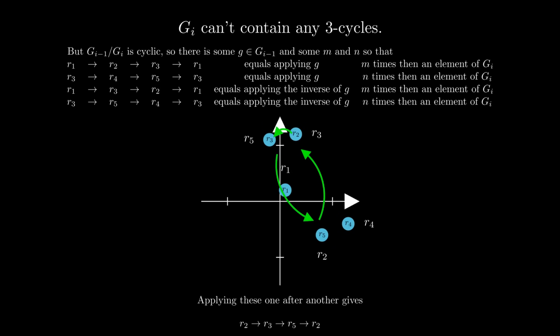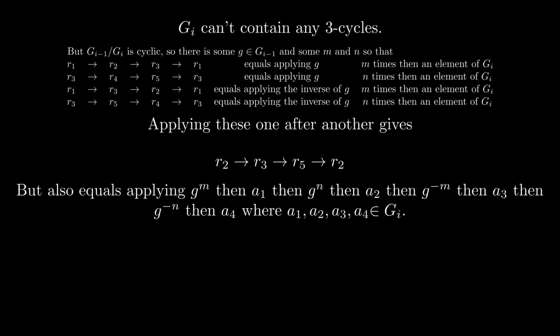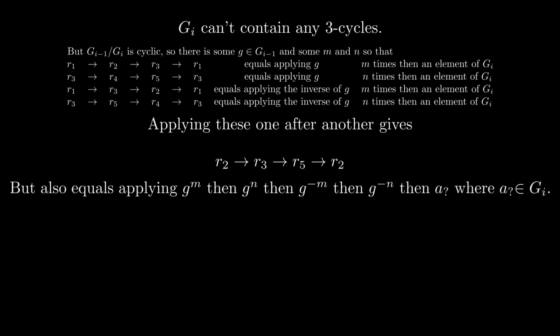But remembering what we just said, this 3-cycle is the product of some powers of g and some elements of gi. And here's the fancy thing about normal subgroups. You're allowed to pull elements of them to the right through other group elements at the cost of changing which element of the normal subgroup you have. So here, we can pull A1, A2, A3, A4 all the way to the right, because they're all elements of the normal subgroup, and our only cost in doing so is to combine them into some other A question mark. That's just a fact about normal subgroups. Try to prove it if you aren't sure.